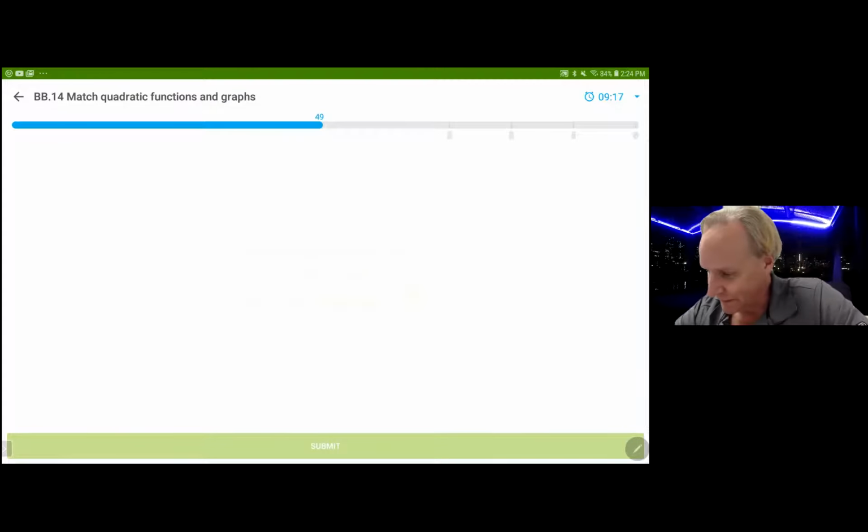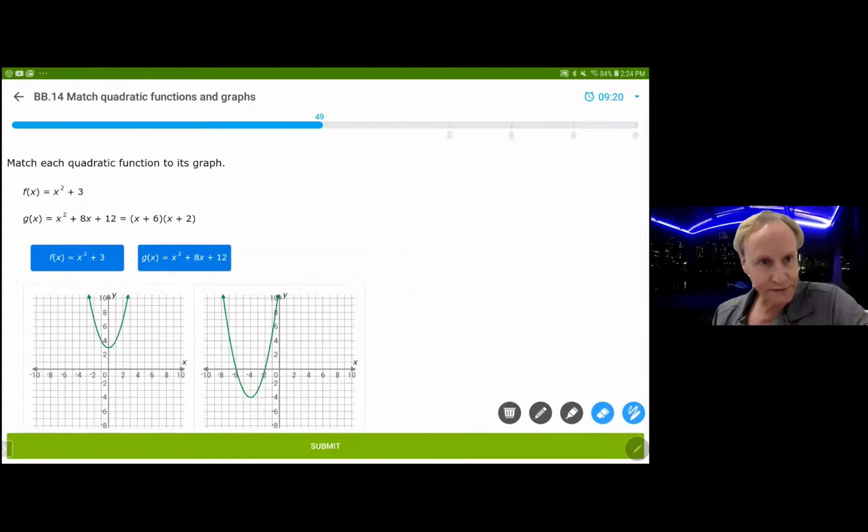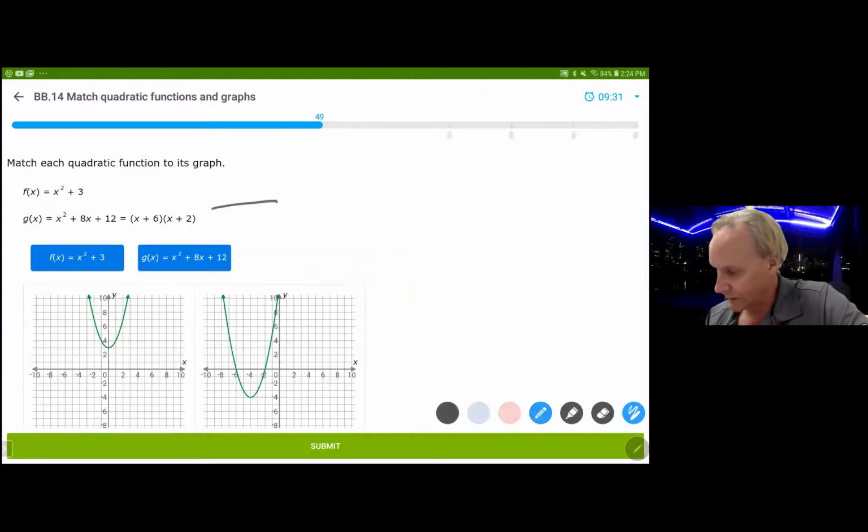Let's see, what do we have here? We have x squared plus 3, which is moving it up 3, so clearly it's the one on the left. And the other one is x plus 6 and x plus 2, and those really are my zeros. When x is -6 and when x is -2, those are right here. There they are. See them?